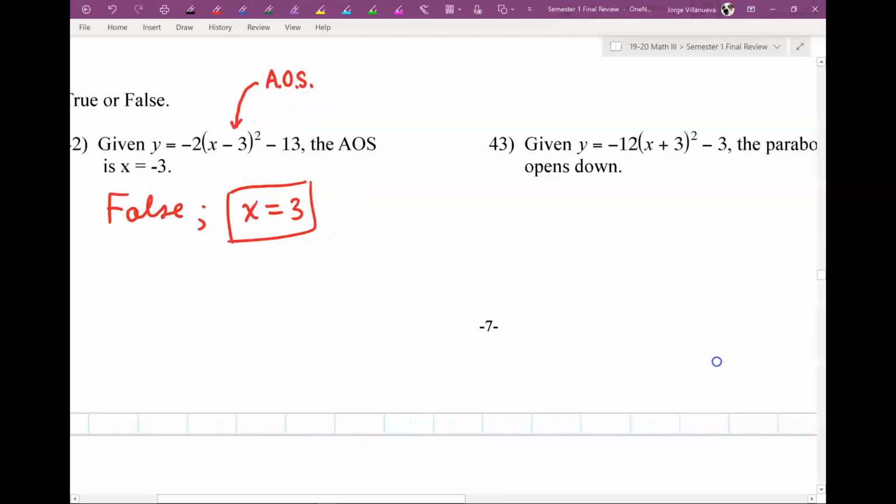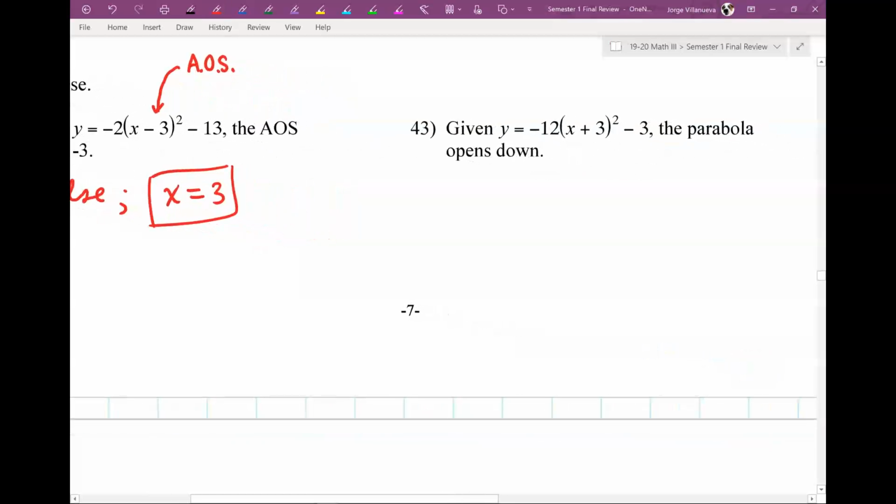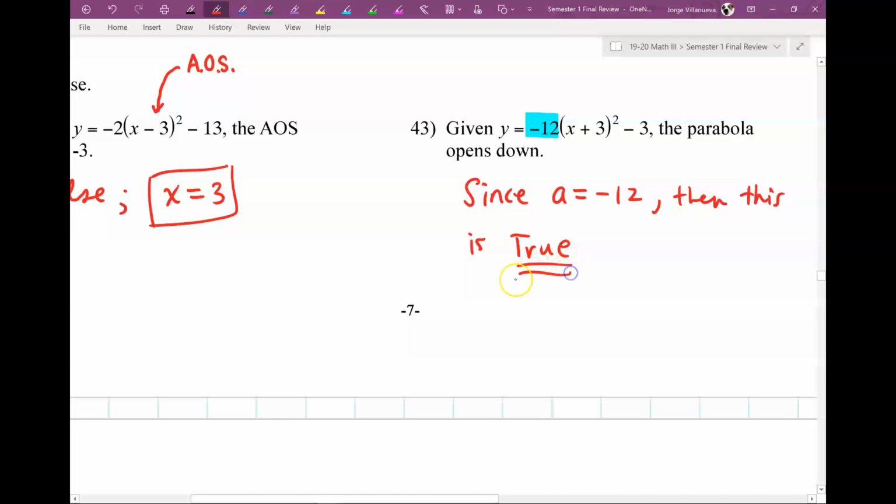So let's look at number 43. Given that the parabola opens down, what do you guys think? This parabola opens down. That's true, okay? See negative 12 in the front? Your a value, I'm going to write since a equals negative 12, then this is true. If it would have been a positive 12, that means that it opens up. Okay, but negative 12 means that this parabola opens down.